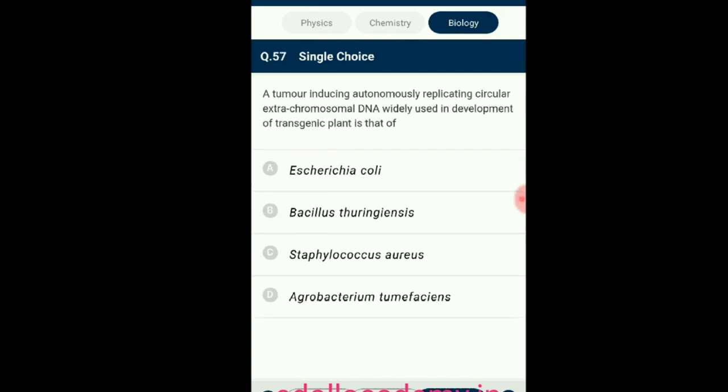Question number 57. A tumor inducing circular extrachromosomal DNA widely used in development of transgenic plant is that of Ti plasmid of Agrobacterium. Agrobacterium is a natural gene transfer tool used by the bacteria to induce tumor into the host plant. The Ti plasmid is used as a vector to transfer the gene of interest into the plant and develop transgenic plant. So the answer for this question is option D, Agrobacterium tumefaciens.